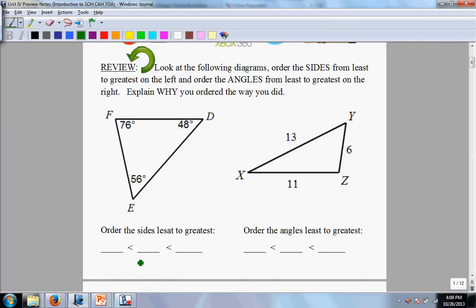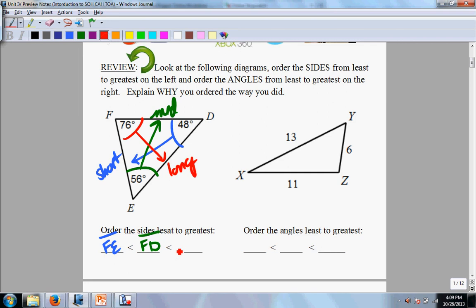All right, let's take a look and see what you did. This is the smallest angle, so of course that is going to be the shortest side. So you should have FE or EF, it doesn't matter in this case, as the smallest side. Then here is the medium angle, therefore this would be the medium side, so FD or DF, doesn't matter. And then here we have the largest angle, therefore this is the longest side. So D to E.